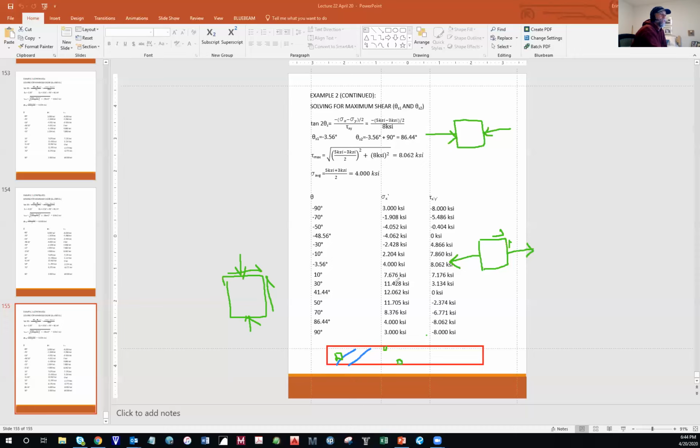These little cubes in different areas have different sets of sigma x, sigma y, and tau just based on where they are in the beam, how high or low they are on the beam, and what the loading is on the beam. Did that answer your question, or were you asking for something else? No, that answers it. Thank you. Perfect. Okay.